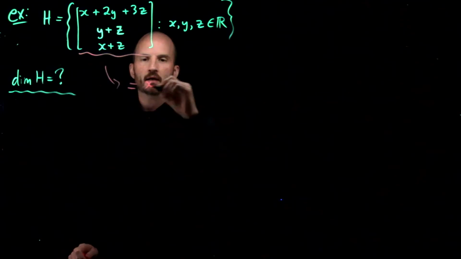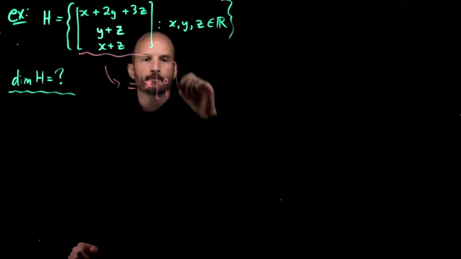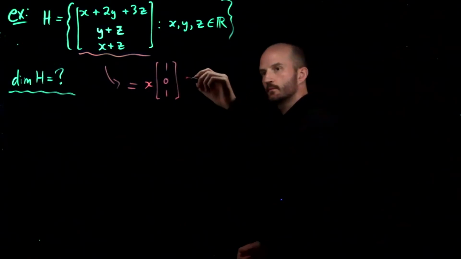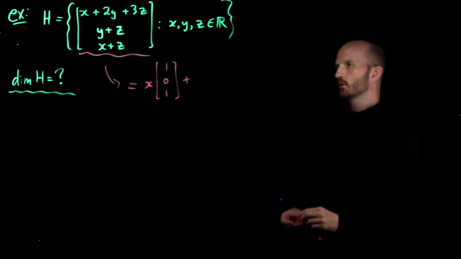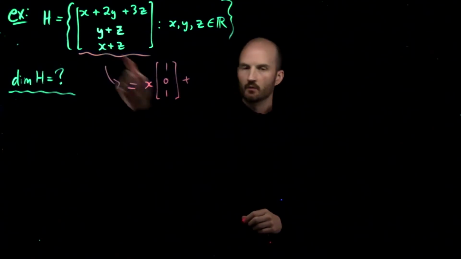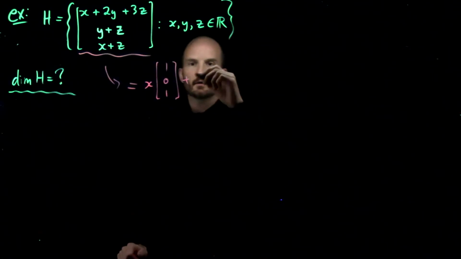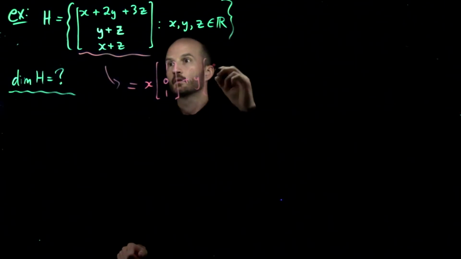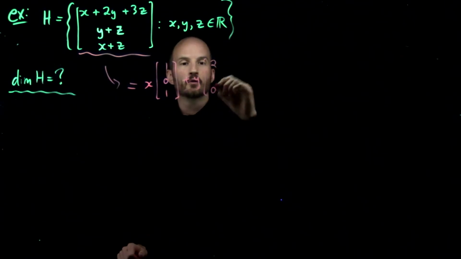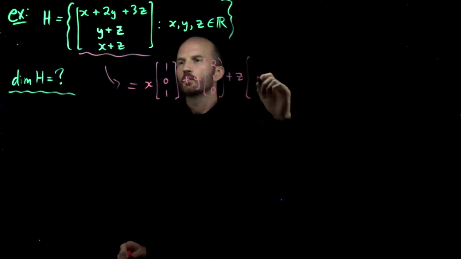It's going to be x times 101 plus... So I just said, okay, there's 1x here, 0x here, and 1x here. Give me the 101. And for the y, 210. And then for the z, 311.